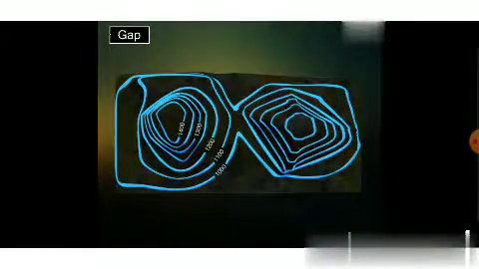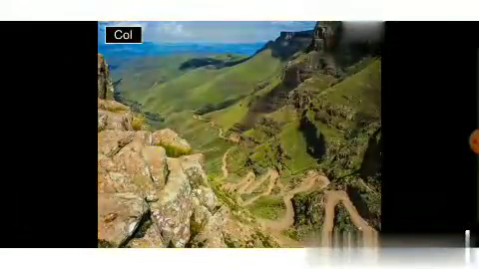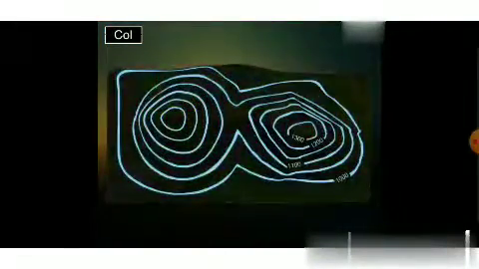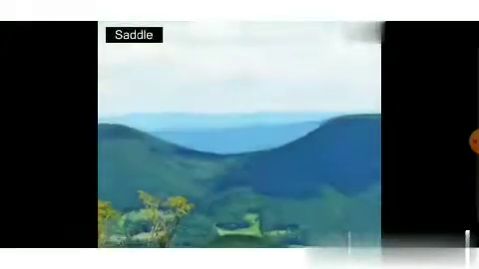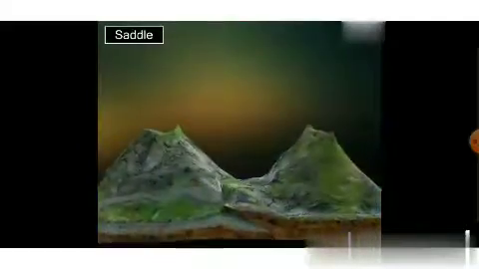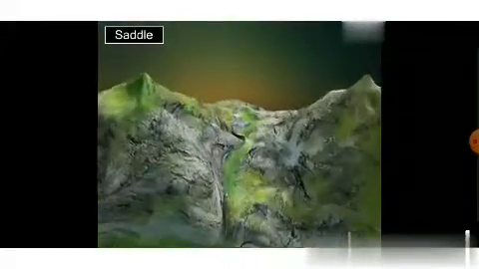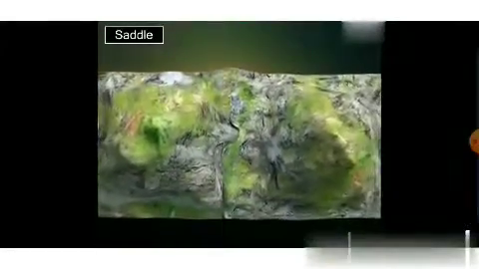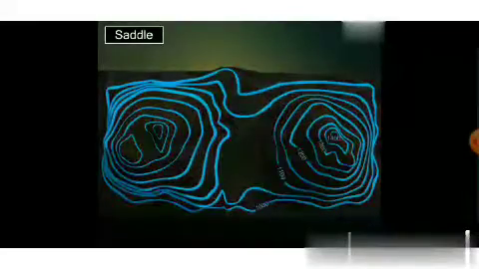Gap. Gap is represented by interrupt contour lines between the two concentric contour lines. Col or pass is represented by close but interrupt contour lines between the two concentric contour lines. Saddle. Saddle is represented by interrupt contour lines between the two concentric contour lines located apart.